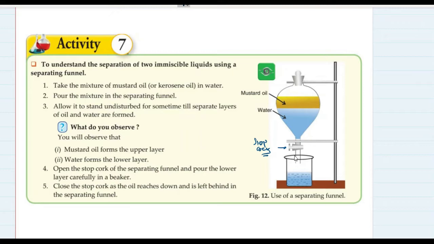Now open the stopcock of the separating funnel and pour the lower layer carefully into a beaker drop by drop. Close the stopcock as the oil reaches down and is left behind in the separating funnel. So slowly all the water will drip down or escape through the stopcock into this beaker, and only oil will be left behind. How? You will see that the oil layer is coming down, and it is reaching the stopcock, and as soon as the oil reaches the lower portion, you should close the stopcock.